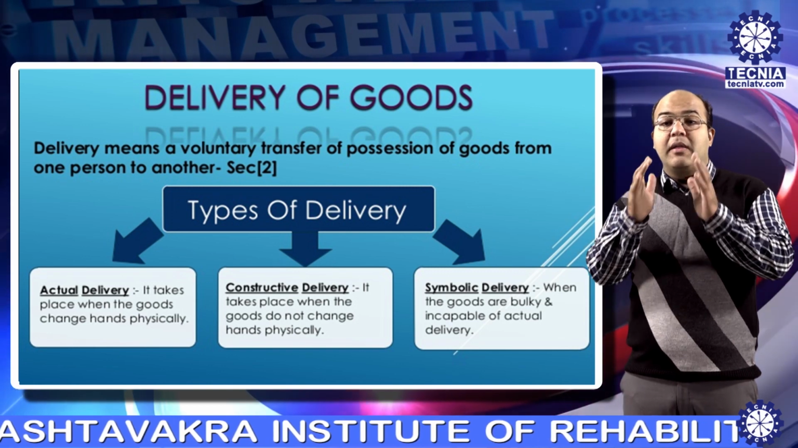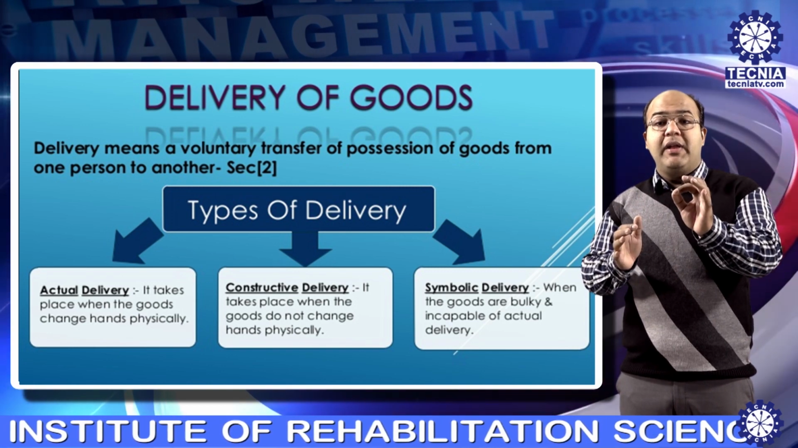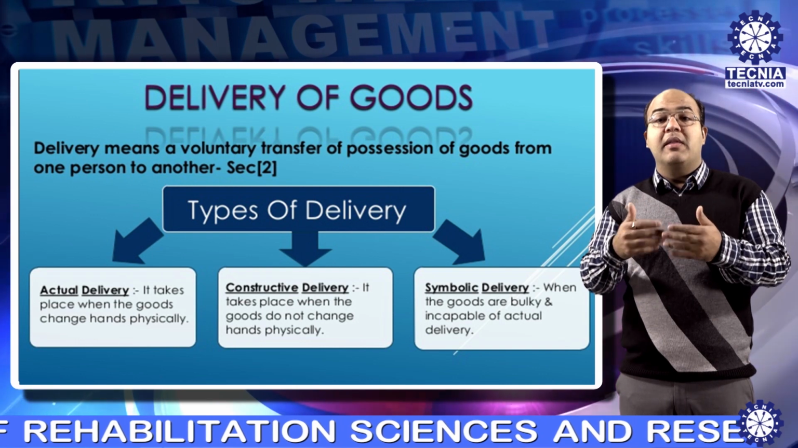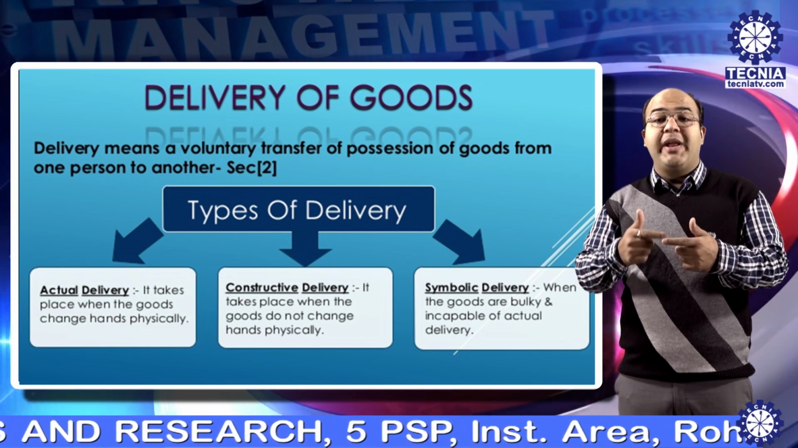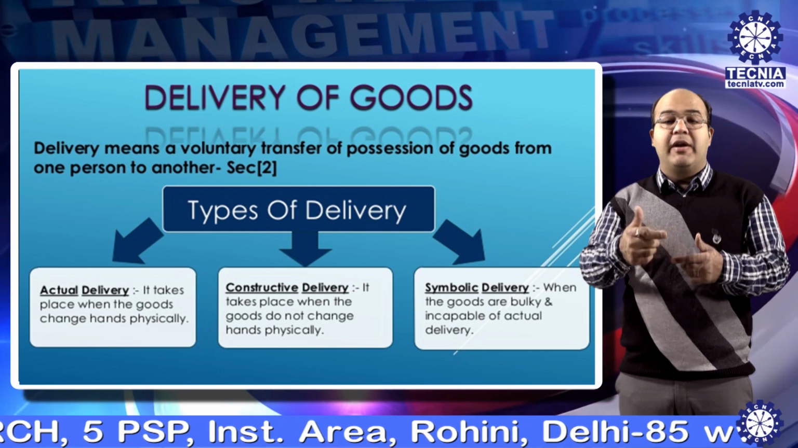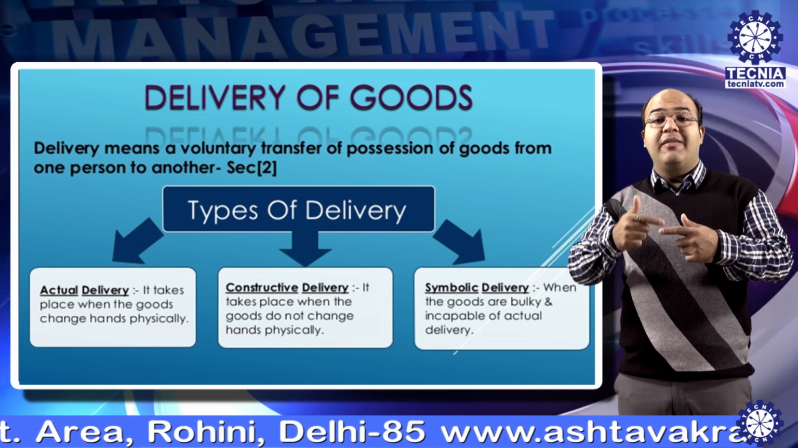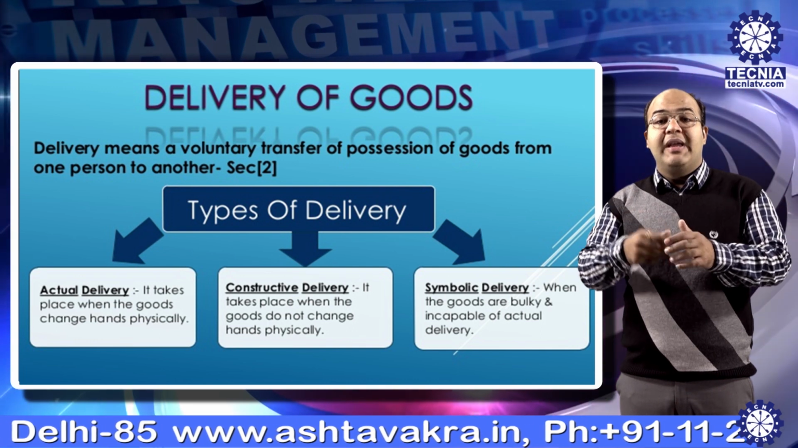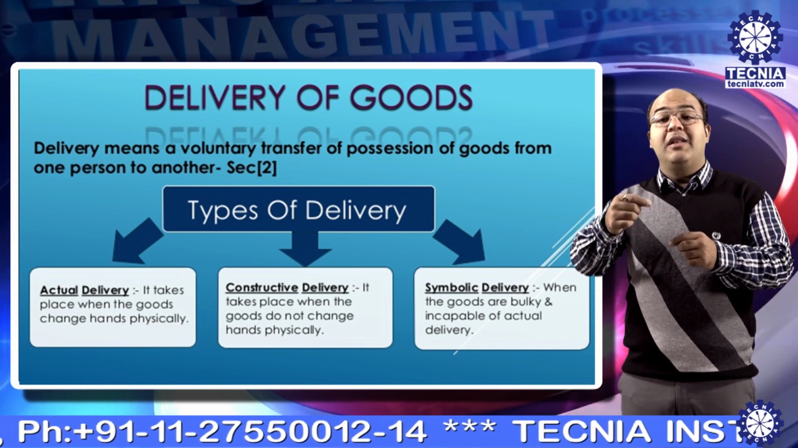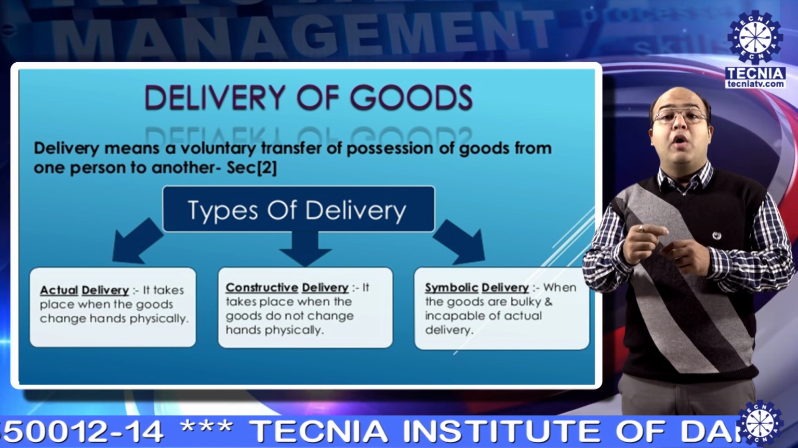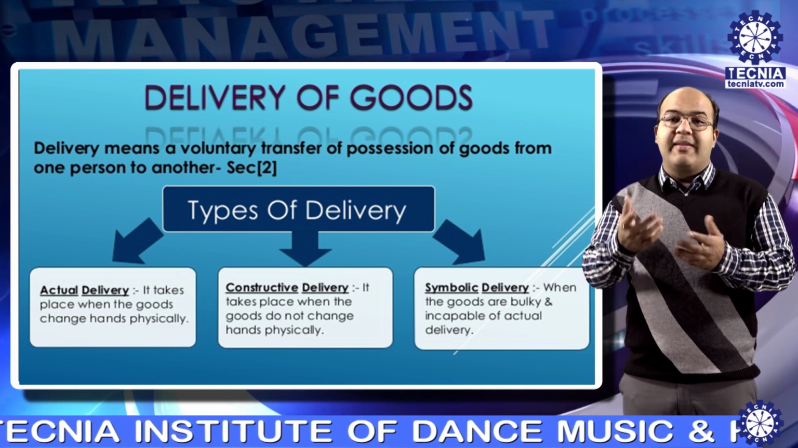Now, the third one is symbolic delivery. Symbolic delivery is made by indicating or giving a symbol. Here the goods themselves are not delivered, but the means of obtaining possession of the goods is delivered. For example, the key to the warehouse where the goods are stored is handed over to the buyer, or the bill of lading, which entitles the holder to receive the goods on the arrival of the ship, is given.